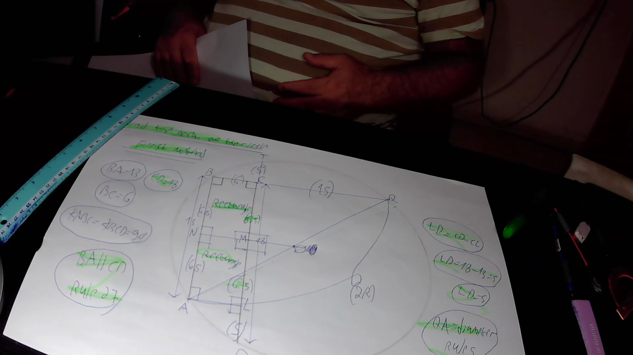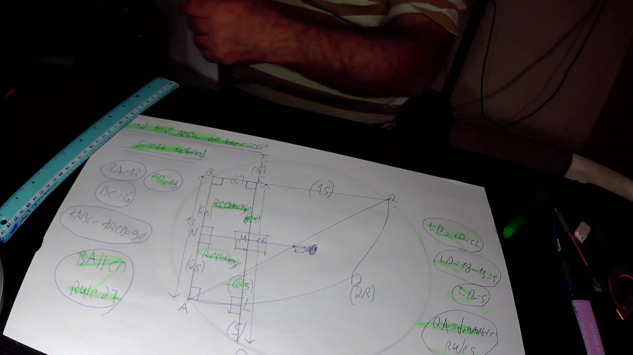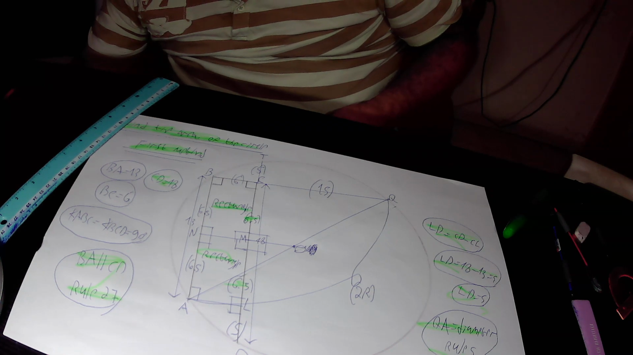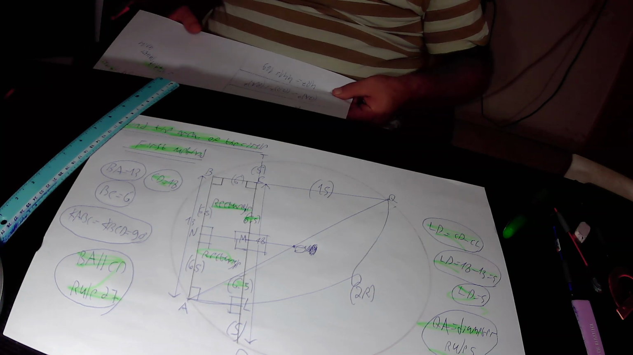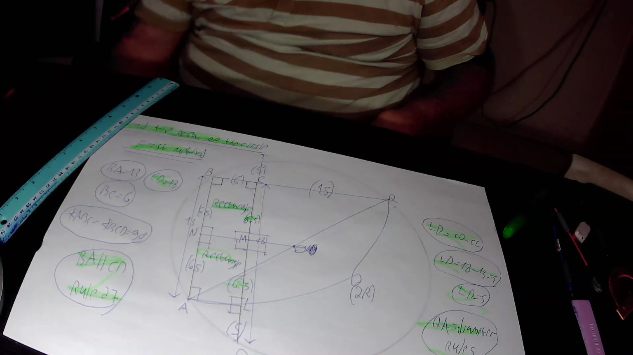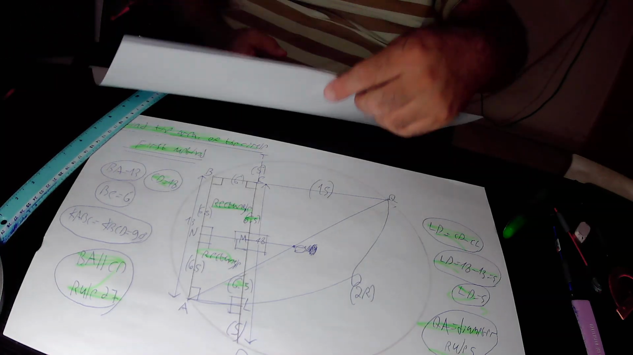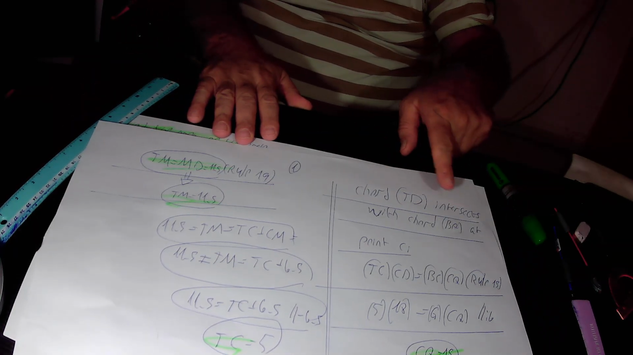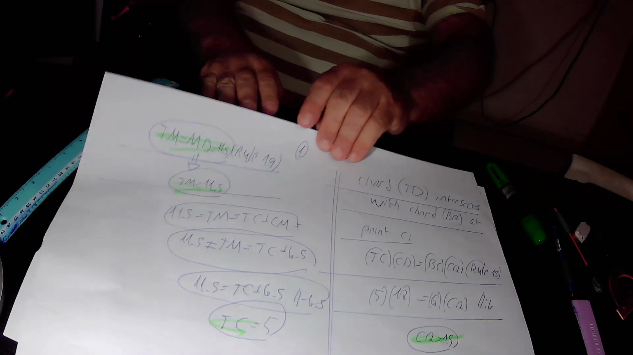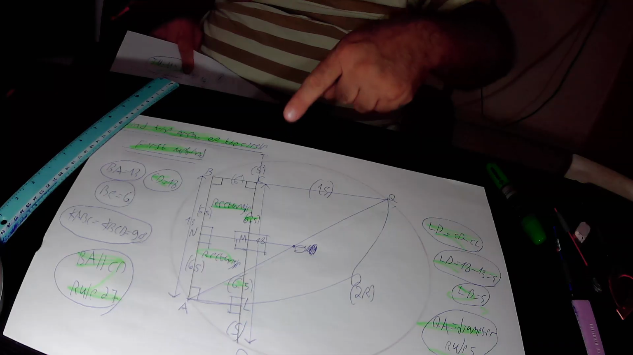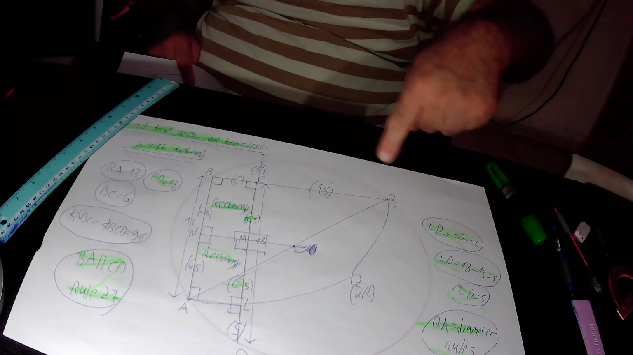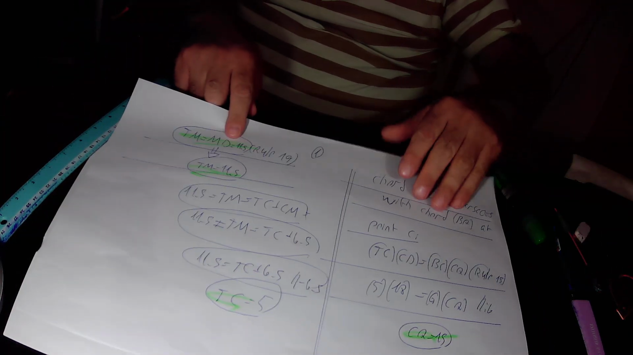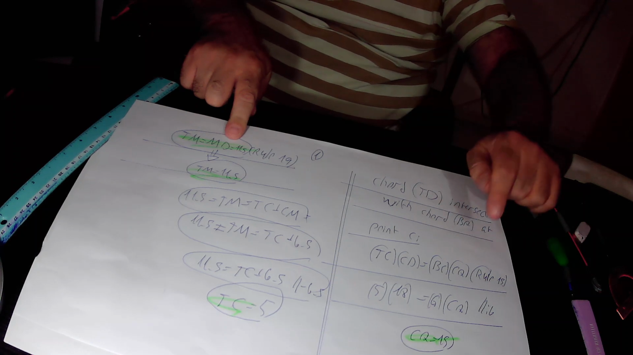Therefore, we can implement here rule 15. Looking again, chord TD intersects with chord BQ at point C, and therefore we can implement rule 15. According to rule 15, the following equation is true: Tc times Cd equals Bc times Cq.